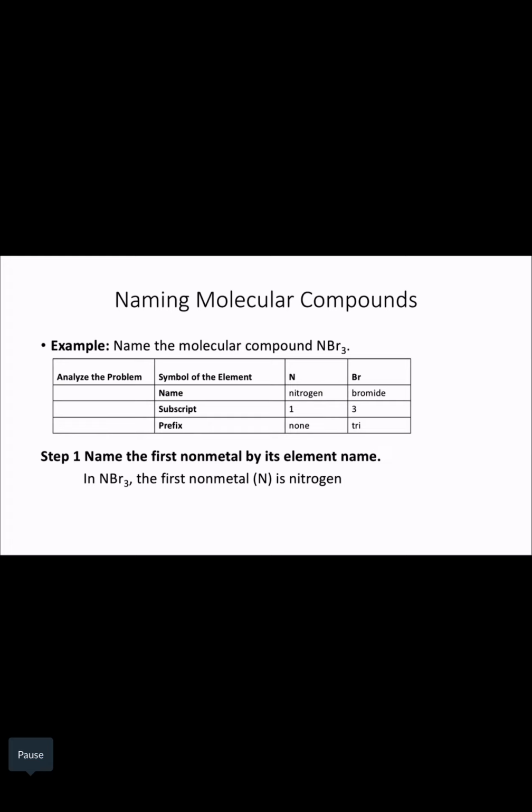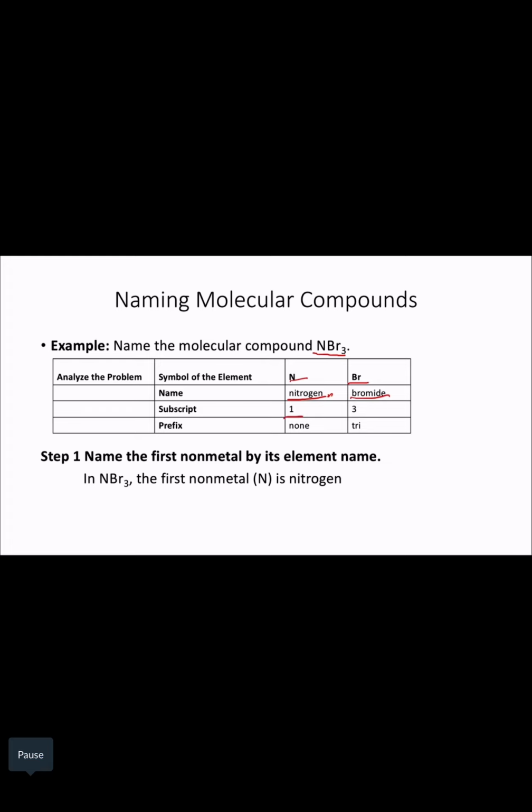Again, we're going to go over how to name molecular compounds. I'll give you an example. So let's see, I gave you this particular one. The name of this molecular compound: you're going to have a nitrogen and 3 bromines. How do you break this down? Okay, analyze the problem. Find the symbol of the element. That's the first thing I want you guys to do. Break them down. So you have the first one, nitrogen, and bromide. Again, the first one keeps the same name as the element. The second one, you have to switch the ending to -ide. Then you have to figure out if there are any subscripts. This one has 1, so you don't have to deal with it.